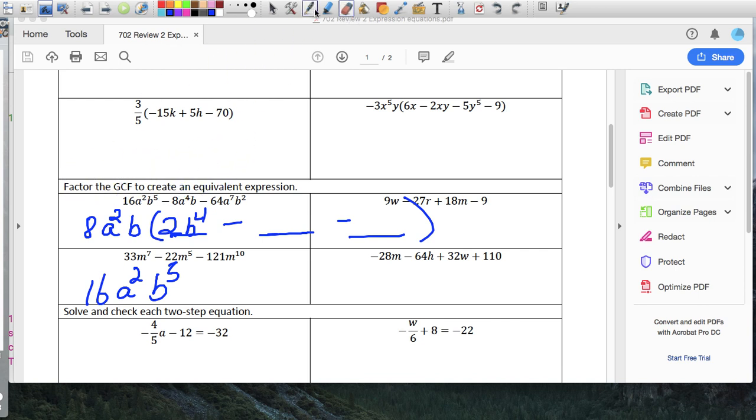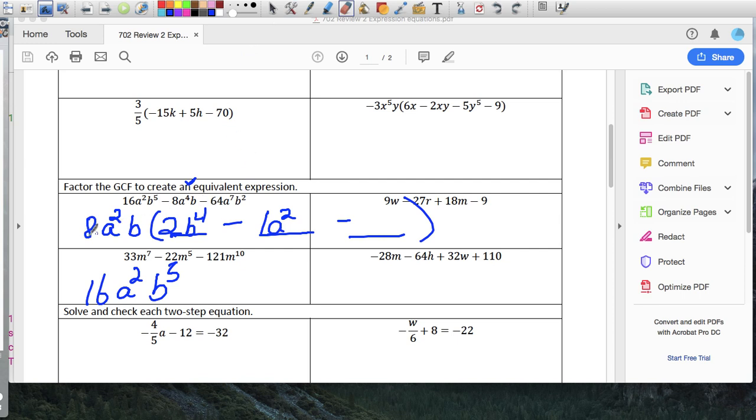Next one. 8 divided by 8 is 1. And then a squared times what will give you a to the fourth would be a to the second. And I have a b, so I can't write a b here because that's already in there. If you multiply this times this, you'll notice that you'll get this guy right here. 8 times 1 is 8. a to the second times a to the second is a to the fourth. And b times no b here is just b. That's exactly what we want. Last one.